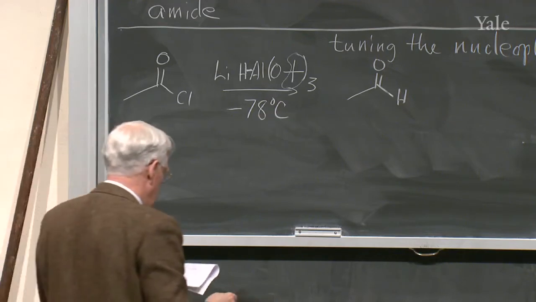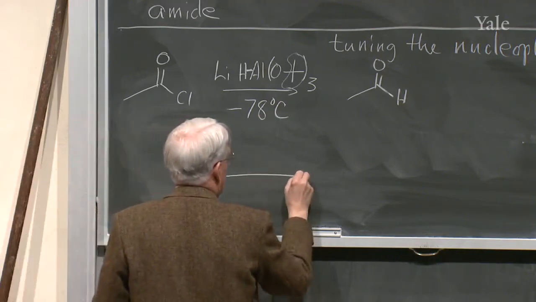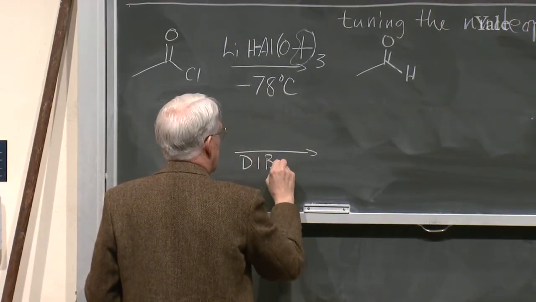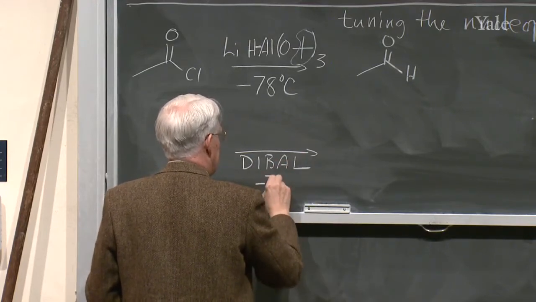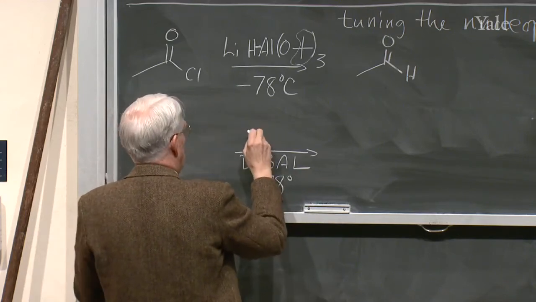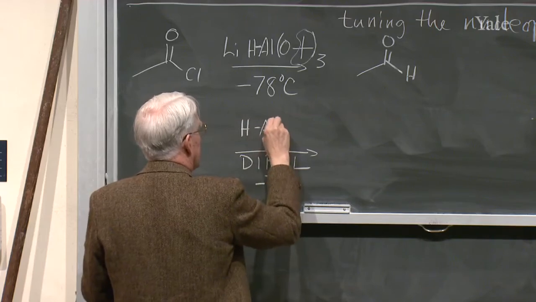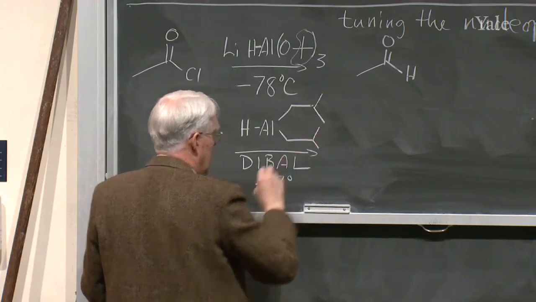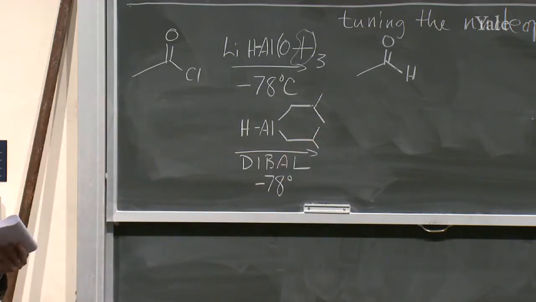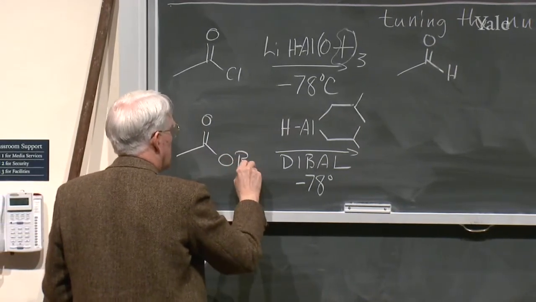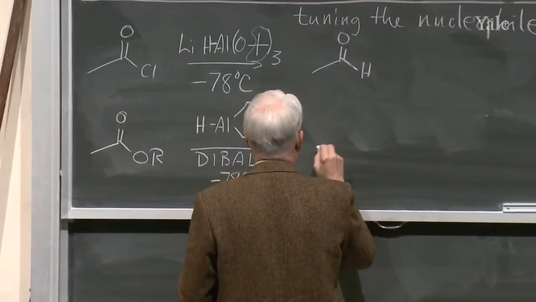Or you can use, in a very similar situation, a reagent called DIBAL. Again, you use it at minus 78 degrees. And it's again an aluminum hydride. But now again it doesn't have the oxygens, but it has 2 isobutyl groups, which again are big and help tame it. So that one can be used with the ester and take it over to the aldehyde.